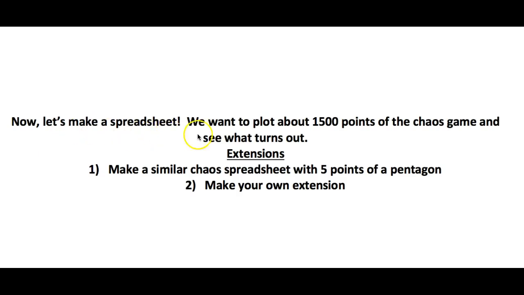So now let's make a spreadsheet. We want to plot about 1,500 points of the chaos game and see what turns out. And then after that, we want you to make some extensions. One would be to use 5 points of a pentagon. Rewrite this whole thing. You have to manipulate and figure out yourself. And then also make up your own extension and see what you can come up with. But let's go to the spreadsheet.